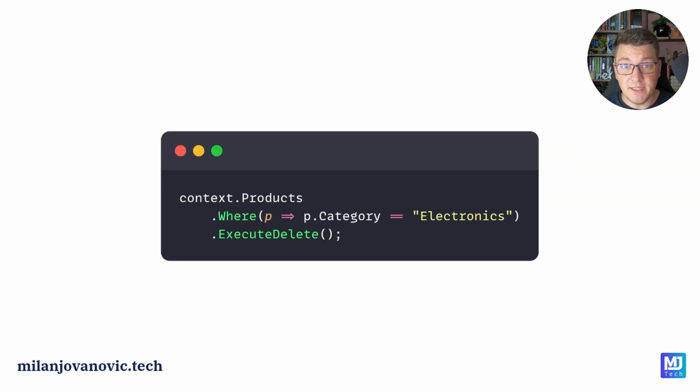The ExecuteDelete method works much the same. You would write a LINQ query to select the records that you want to delete, and then you call ExecuteDelete, which is going to issue a delete statement and remove these records from the database.